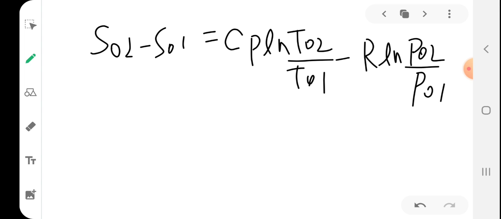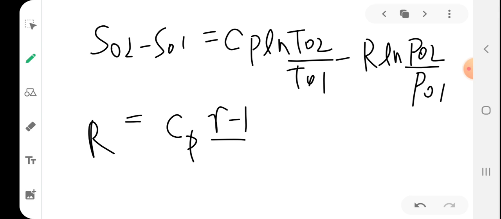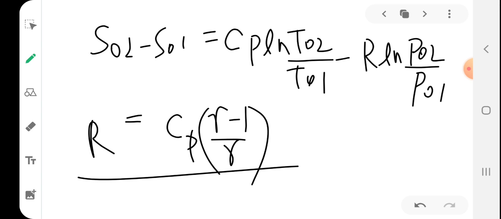Right? So students, Cp can be written as... I think we can substitute R as Cp into gamma minus 1 by gamma, right? Cp R is equal to Cp into gamma minus 1 by gamma. There is Mayer's relation, Cp minus Cv equal to R, and Cp by Cv is gamma. So using that equation, you will get this equation.